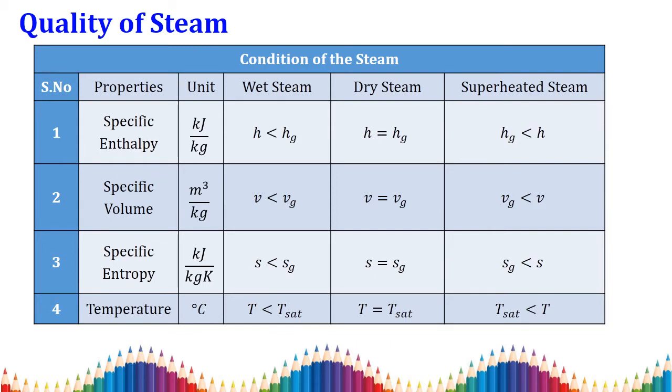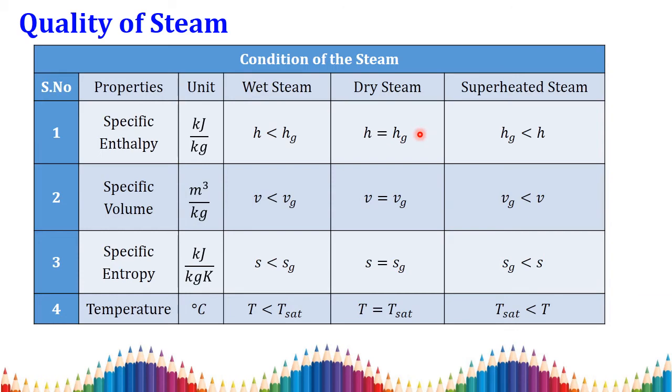Before getting into the problem, we need to know what the state of the steam is. The condition or quality of the steam, we need to identify. For that, we all know that there are three different conditions or qualities of steam available. The first one is wet steam, the second one is dry steam, and the third one is superheated steam. How are these qualities classified?